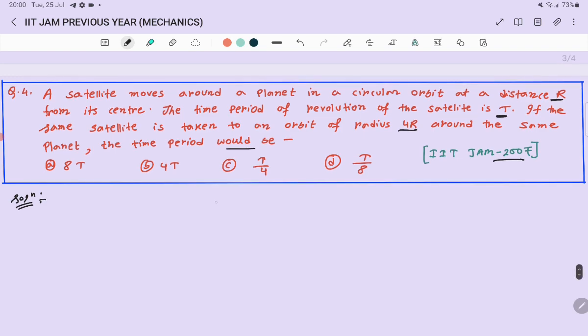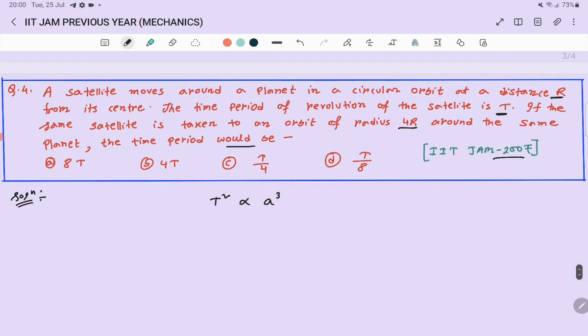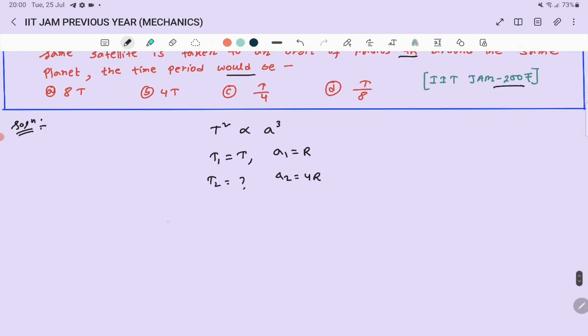You know from Kepler's third law that the time period square, that is t square, is proportional to the radius, actually we know that this is a cube. Now here t1 we can take as t, and a1 we have r, but a2 we have 4r, and we want to find out t2. Now t square proportional to a cube, we can write in this way that t2 square upon t1 square is equal to a2 cube divided by a1 cube.